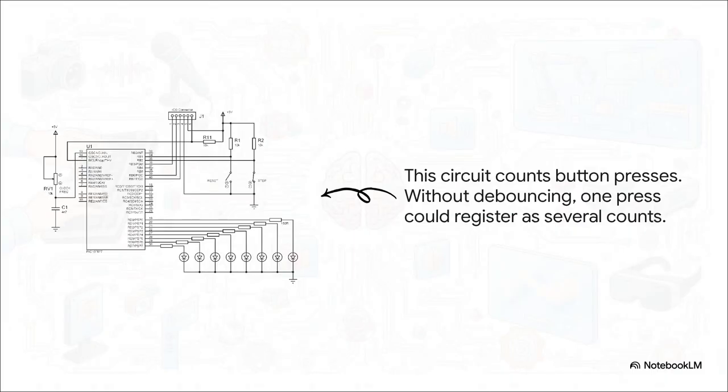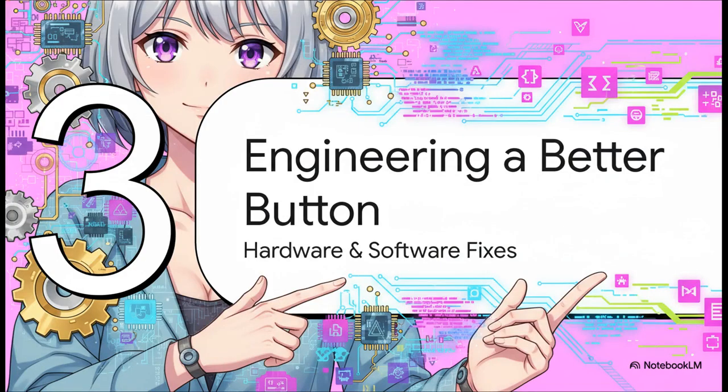Let's look at what happens when we don't fix this. This circuit here is designed to be a simple counter. You press the step button, one more LED lights up. Simple. But without debouncing, you'd give it one good firm press and suddenly 3, 4, maybe 5 lights turn on. I mean, that's not a counter, that's just chaos. So this problem has to be solved. So, how do we teach our machine to only see that one single intentional press?